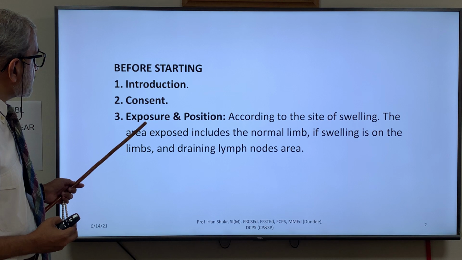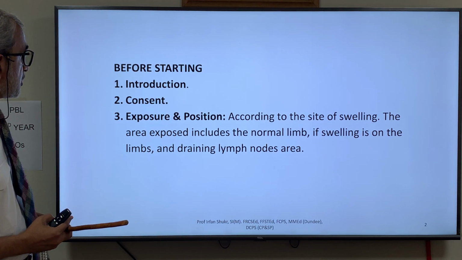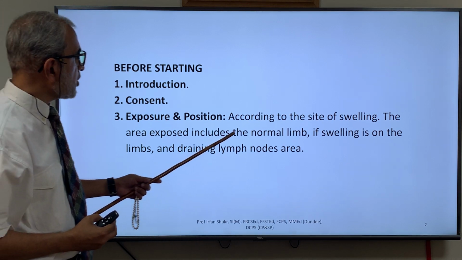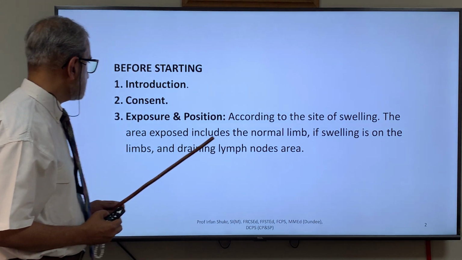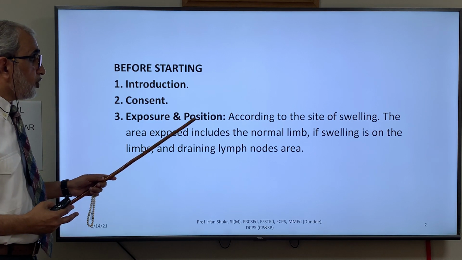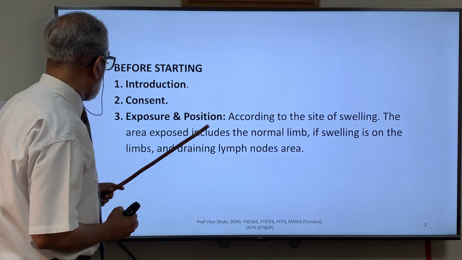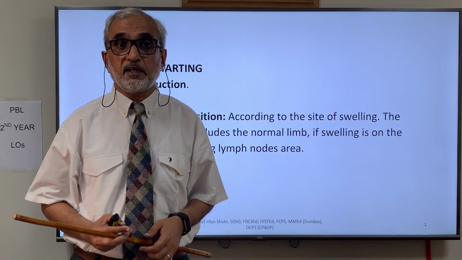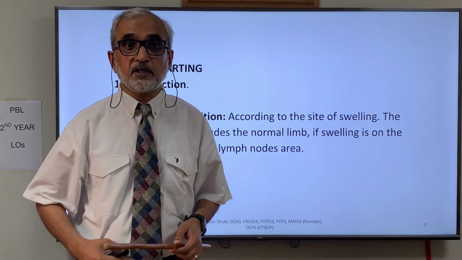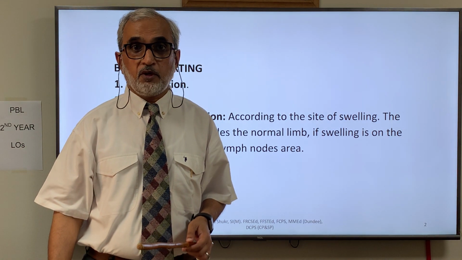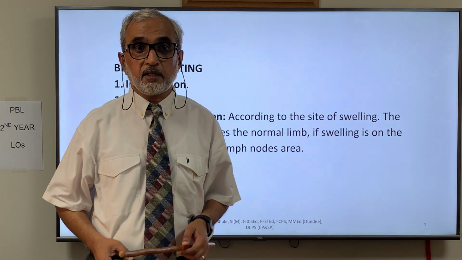And before examination, the position and exposure of the patient is very important. The exposure has to be according to the site of the swelling. For example, the area exposed includes the normal limb, the swelling is on the limb, and the drainage lymph nodes of the limb, which is obviously inguinal region. So therefore, even if the swelling is in the toe, one has to see the inguinal lymph nodes.